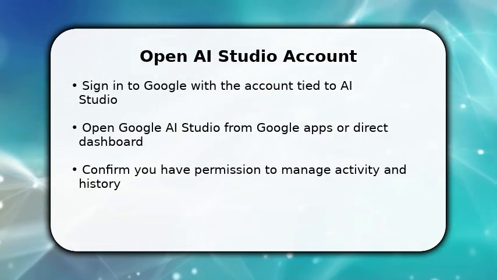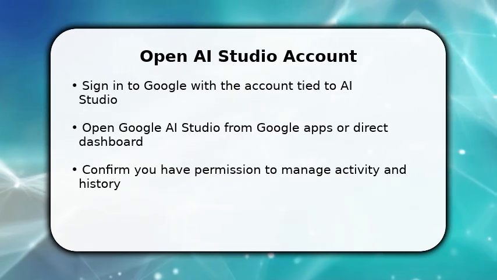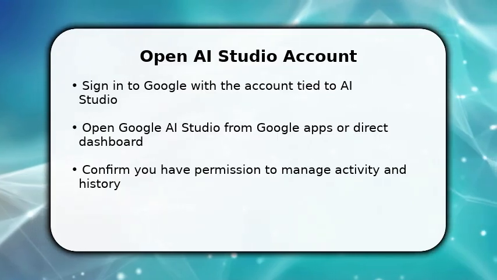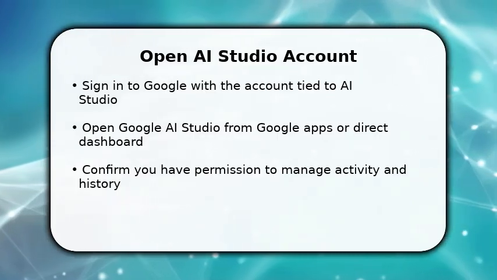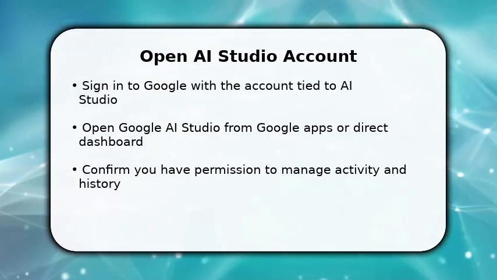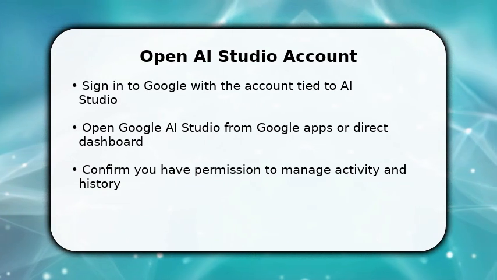Make sure you have permission to view and manage activity. If you're on a managed or organizational account, get admin clearance first. Once done, locate the profile or settings icon in the top right. Click it to reveal activity, history, and privacy controls so you can proceed.